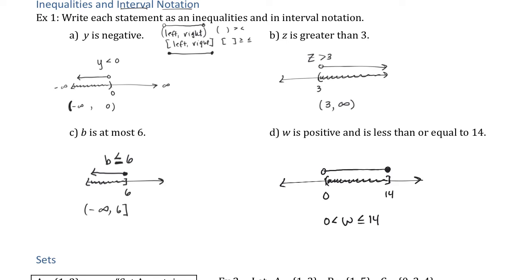So there's my inequality, and then interval notation is just a little snapshot of this graph. So it goes bigger than 0 with a parenthesis, and then less than or equal to 14 with that bracket.